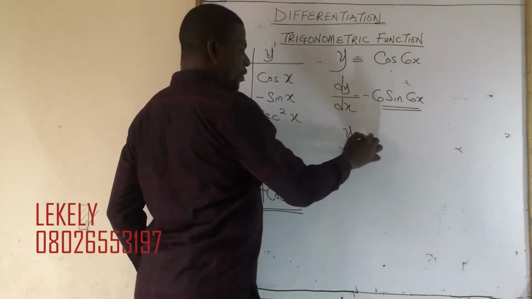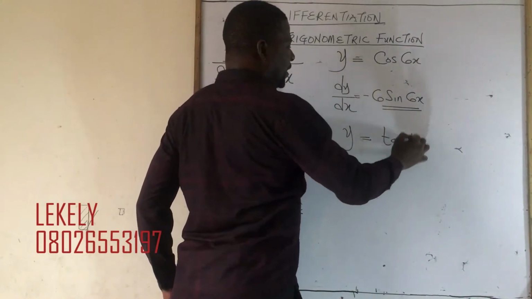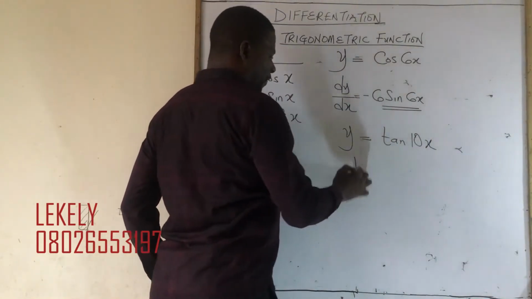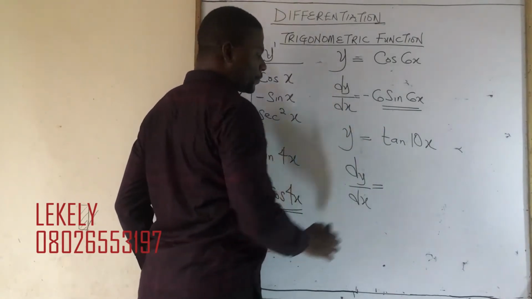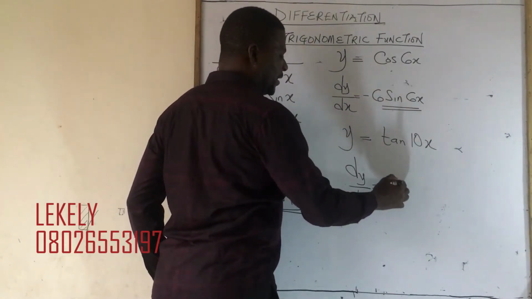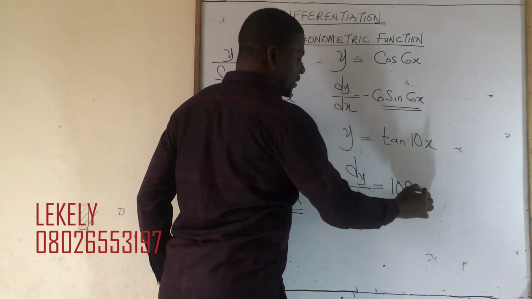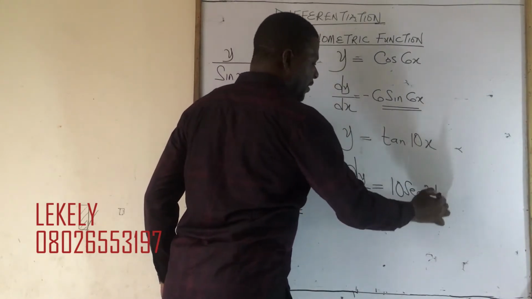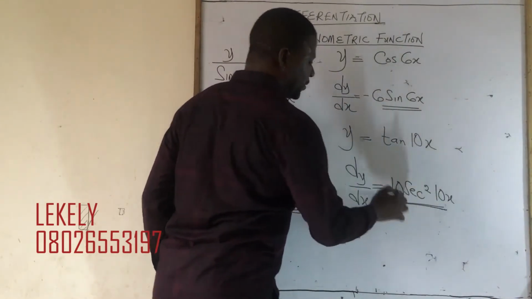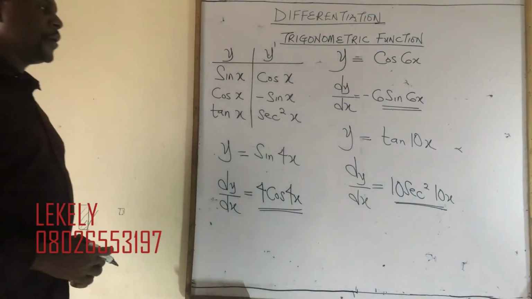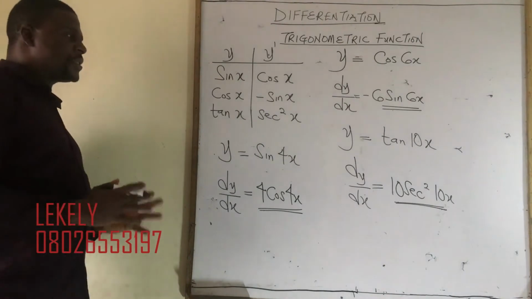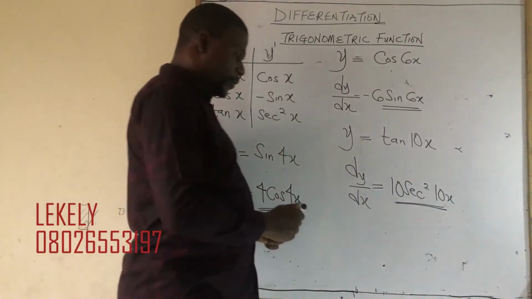Now if I have y equals tan 10x, to get my dy/dx, it's going to be: differentiate 10x, that's 10. Differentiate tan, sec squared, then you write the 10x back. You see that? This square is a power, don't forget. So this is very straightforward.